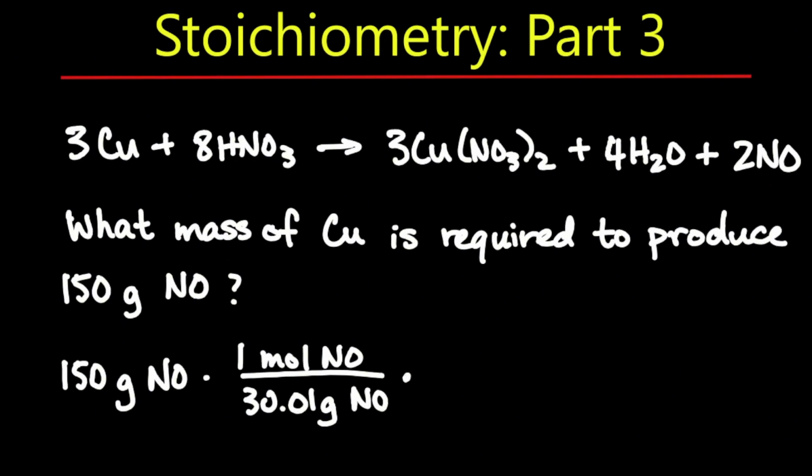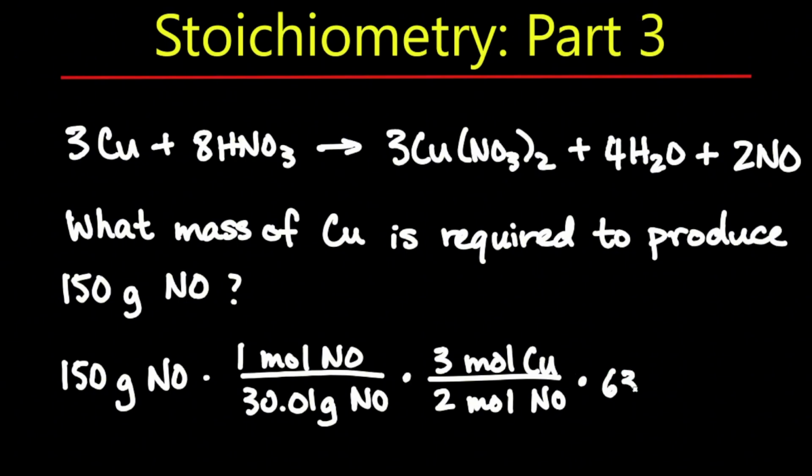And then, now that we have moles of nitric oxide, we can use mole stoichiometry to figure out how many moles of copper we're going to have. That's 3 moles of copper per 2 moles of nitric oxide. And now we have moles of copper, but the question isn't asking for moles, it's asking for mass. So finally, we have to do one extra step and turn this moles of copper into the mass of copper using the molar mass of copper, which is 63.55 grams per mole. You can pause the video here if you want to calculate it yourself. The answer is 477 grams of copper.